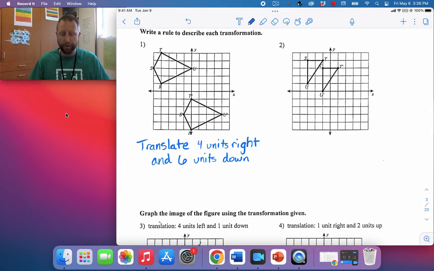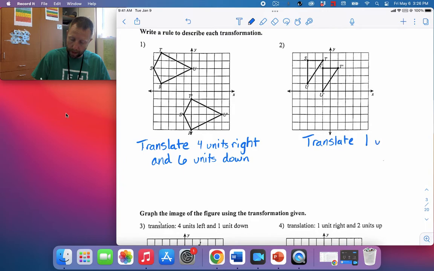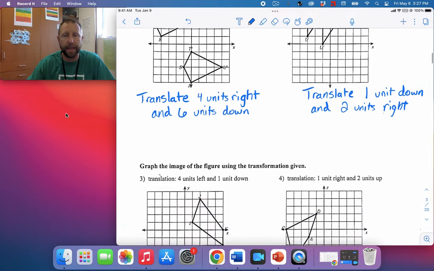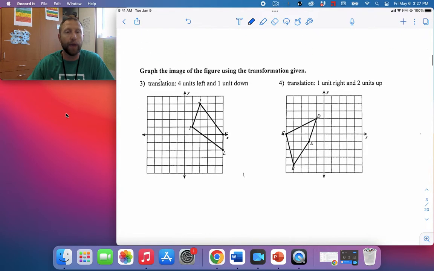All right, so for number 2, if you go from S to S prime, or if you count from T to T prime, or from U to U prime, those will all be the same, right? You were to translate 1 unit down and 2 units right. Nice little refresher there on translations, and then they have you actually do a translation for numbers 3 and 4. I'll do number 3, ask you to pause the video, and then you try number 4.